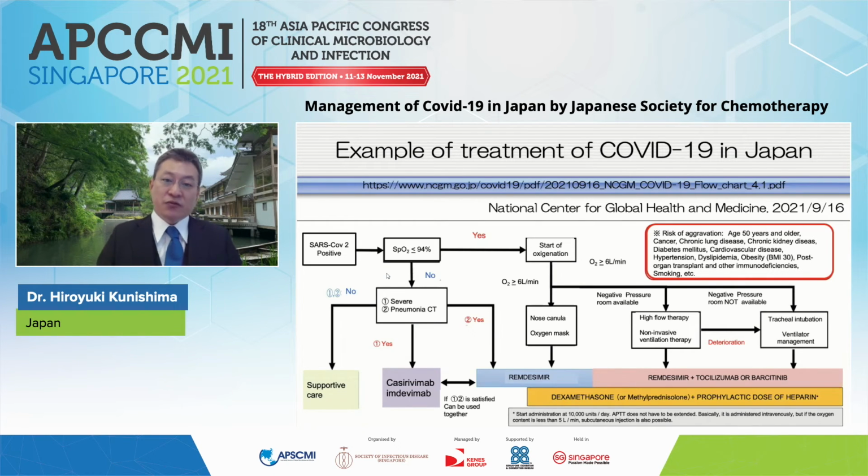This is an example of treatment in Japanese hospitals. Patients not receiving supplemental oxygen but at risk of severity are usually treated with neutralizing antibody. Remdesivir and dexamethasone are given to patients with pneumonia requiring oxygen. Tocilizumab and baricitinib may be considered for those requiring mechanical ventilation.